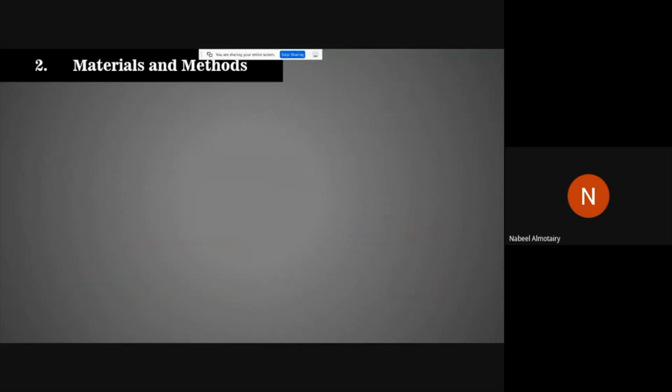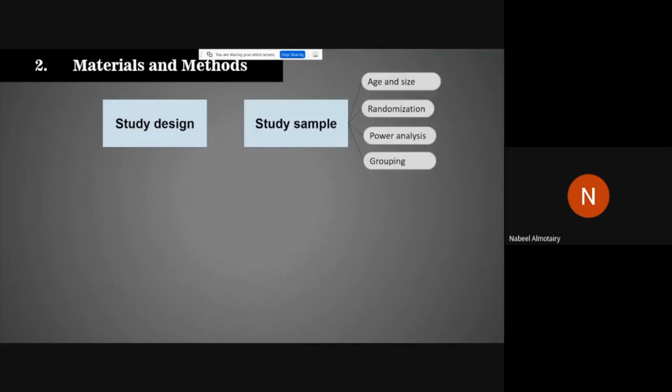Then when you move on to the materials and methods section, you write the study design. As we said, there are multiple designs of studies, so you have to be specific about what type of study you have conducted. And then you also write the study sample that you are recruiting for your study. For example, if you have humans, you could write the age and the number of the participants. And if it was a randomized clinical trial, you could report how you did the randomization process.